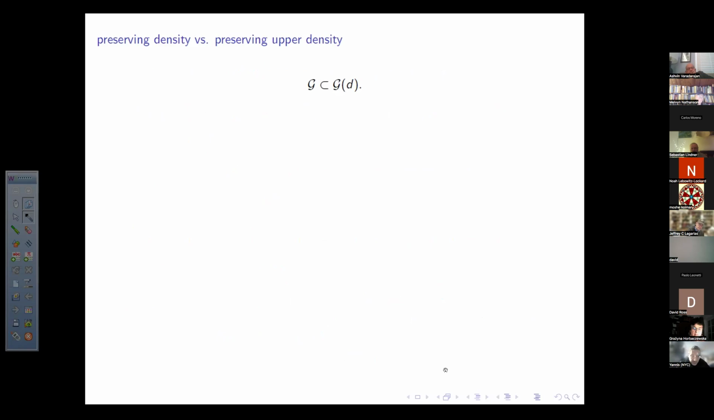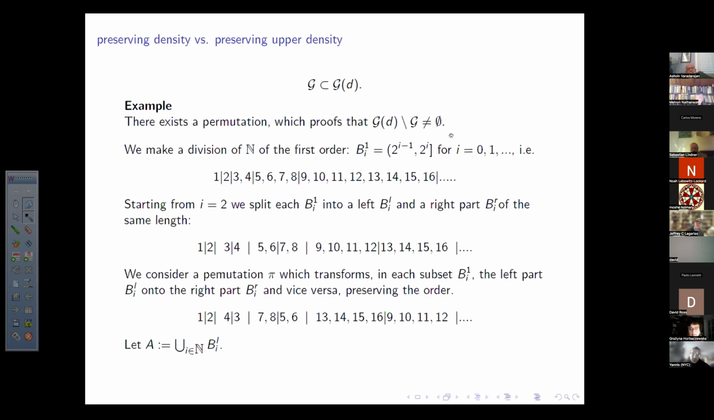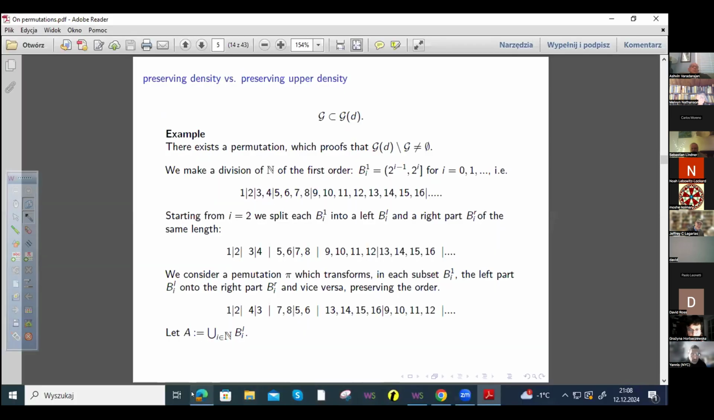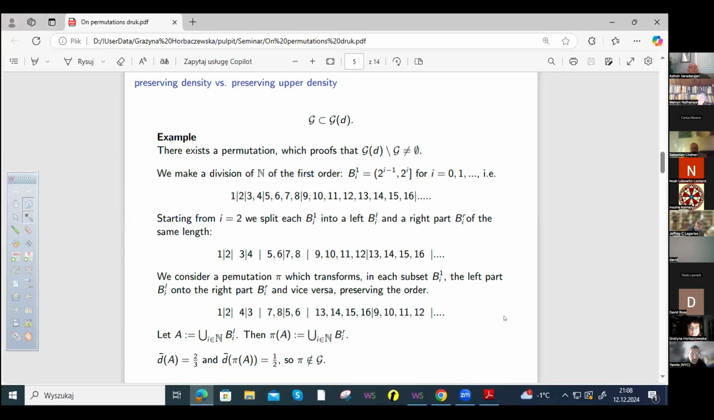But we have observed that there exists a permutation which proves that it's not the same family. And I would like to present here this example. Maybe I will switch my screen into something else to make it possible for me to draw for you something. Okay, so we see the same place. So let's think about this permutation.